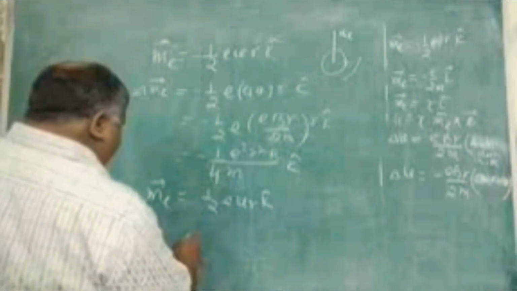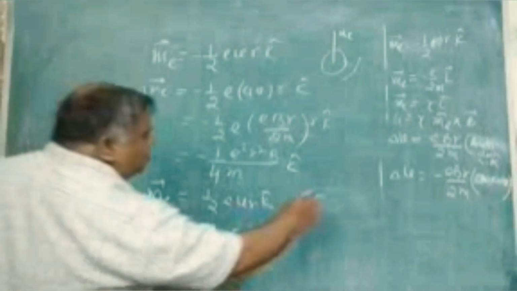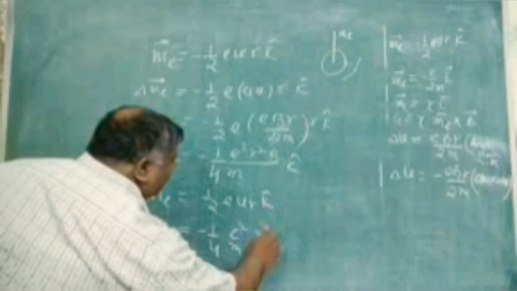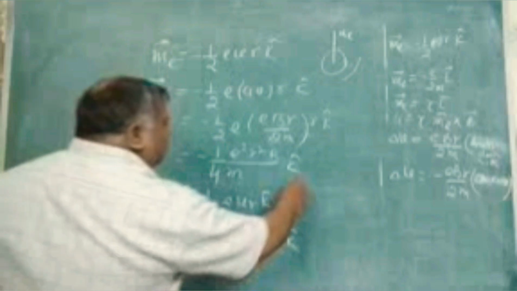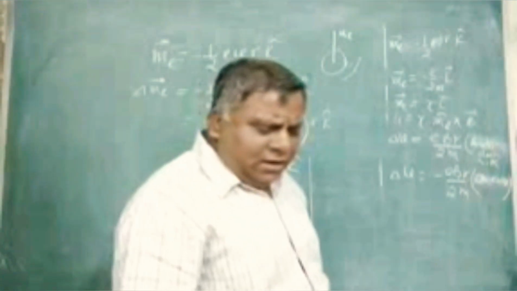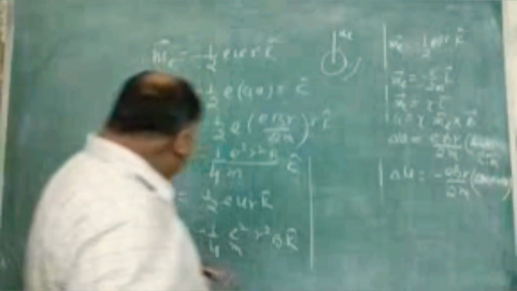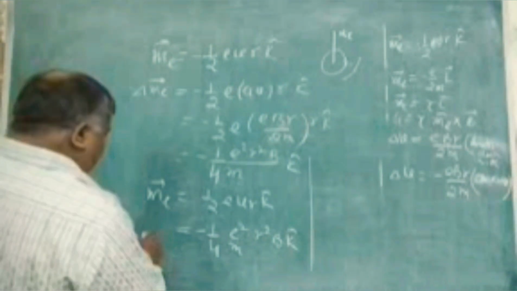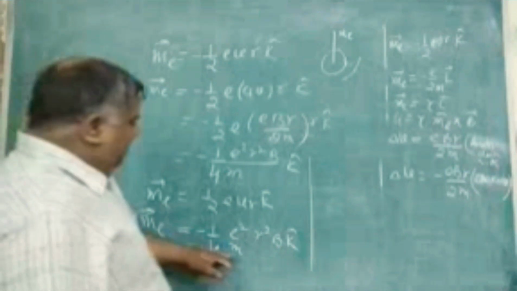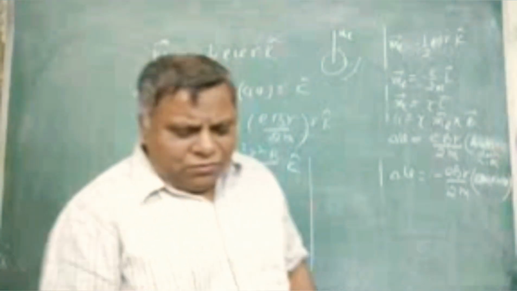So again, we have change due to this negative sign, 4m E square R square VK cap. In both the situations, whether electron is moving clockwise or anti-clockwise, we have change in magnetic moment that is opposite to the magnetic field.